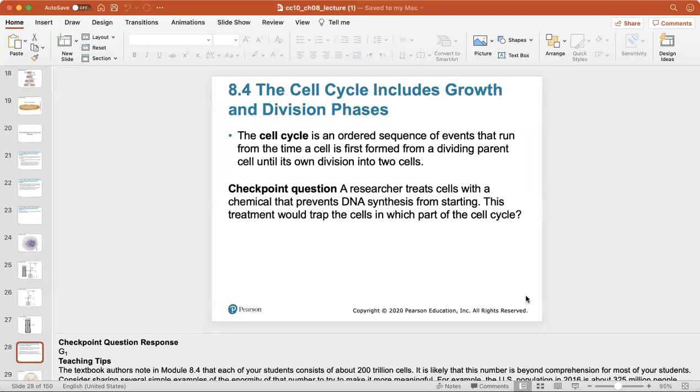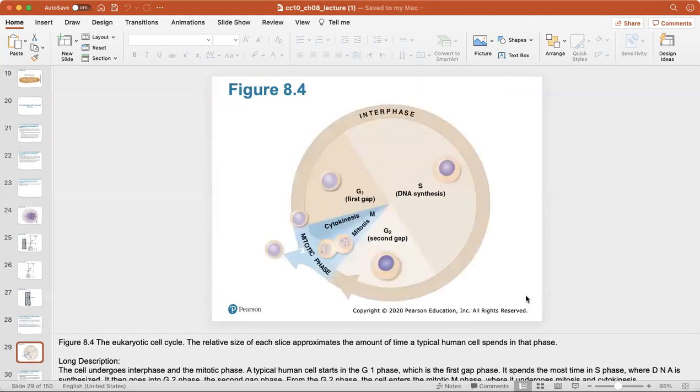The cell cycle is an ordered sequence of events that run from the time a cell is first formed from a dividing parent cell into its own division into two cells. And we'll go through the cell cycle now. So here's the eukaryotic cell cycle. The majority of the time, most cells spend in what we call interphase, the G1, S, and G2 phases. And then the mitotic phase is actually the phase when the cell will divide into two.